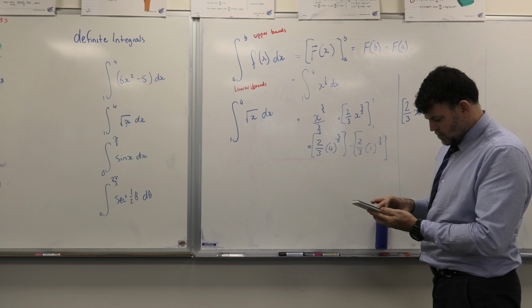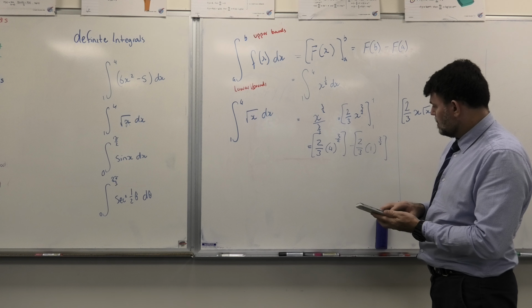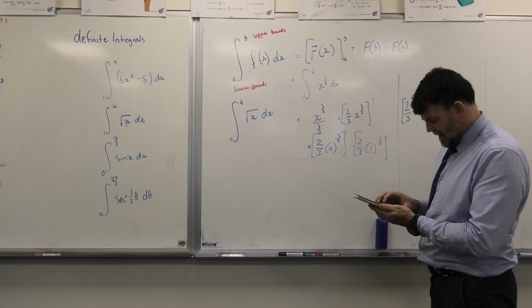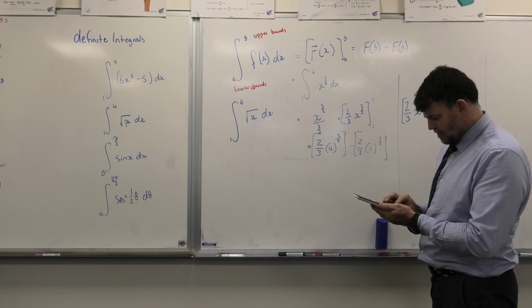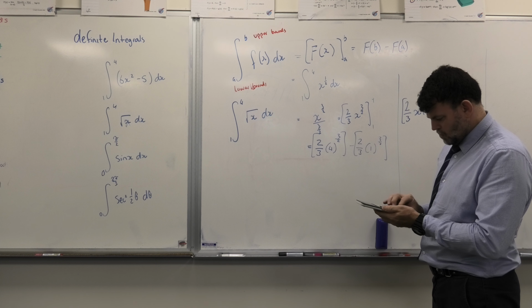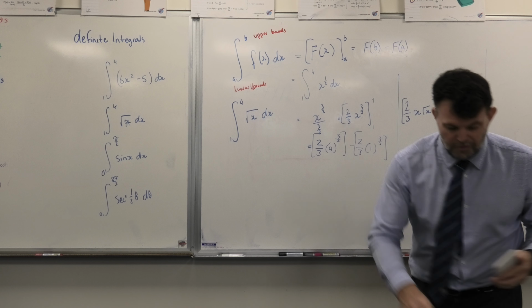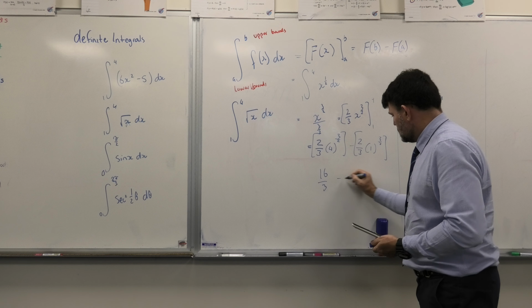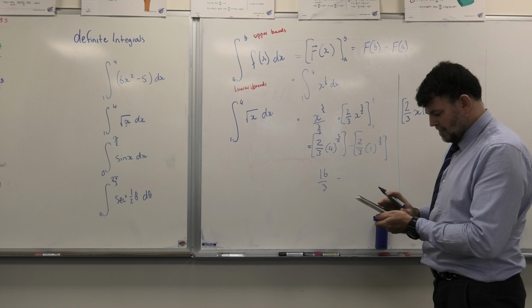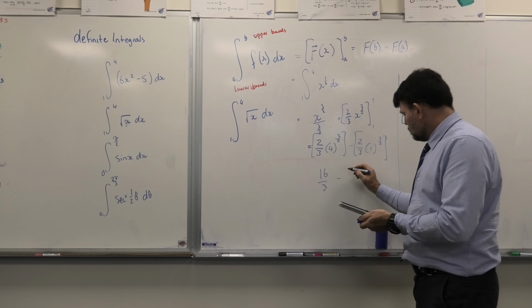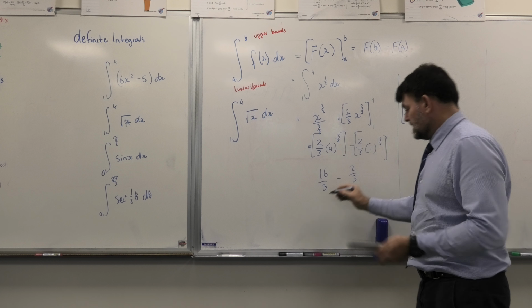Yep. 2 over 3, brackets, 4, brackets, to the power of 3 over 2. We get 16 over 3 for this first one. So 16 thirds minus, and if we just go straight back up and replace it with a 1, 2 thirds. Nice and easy.